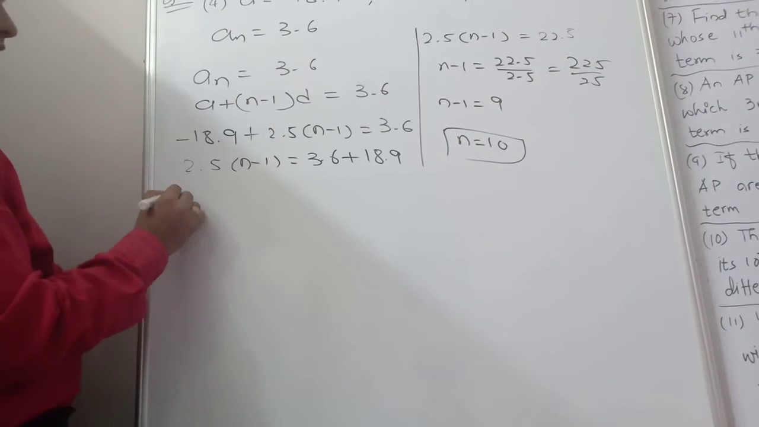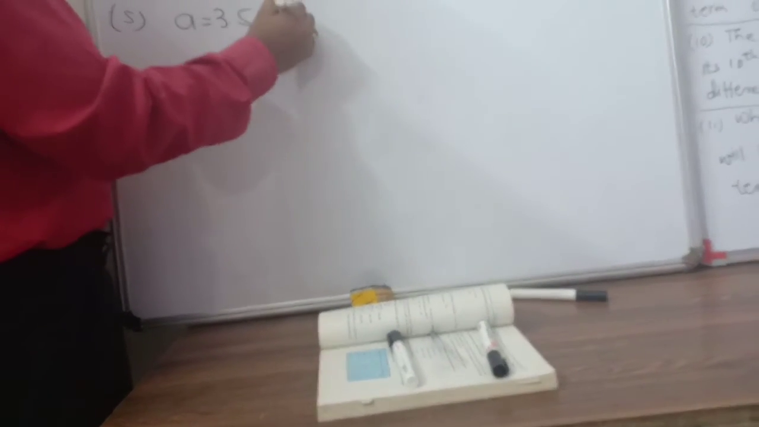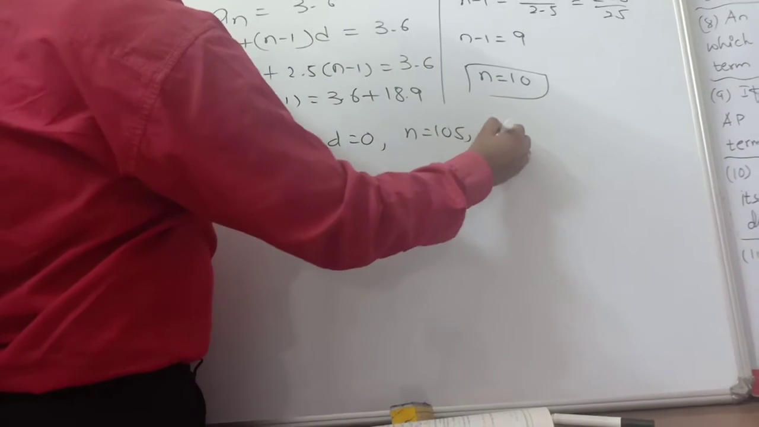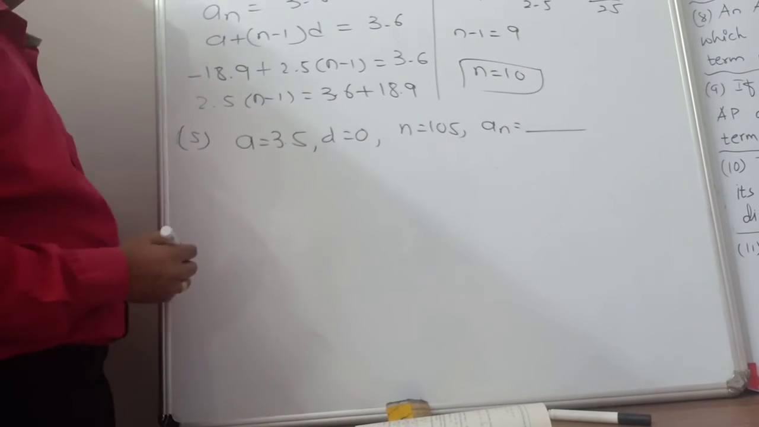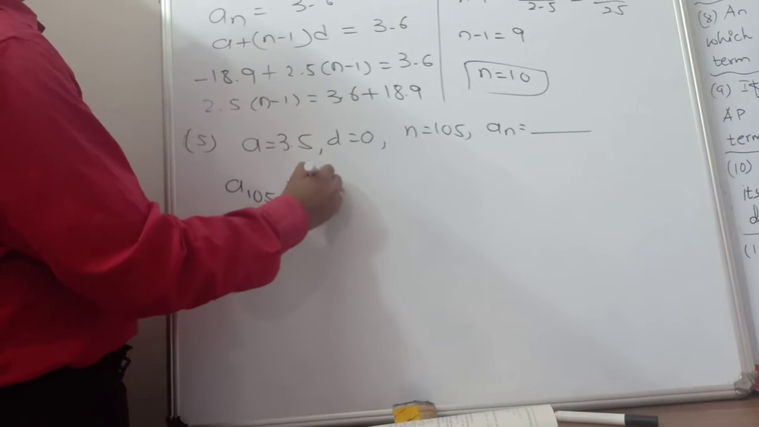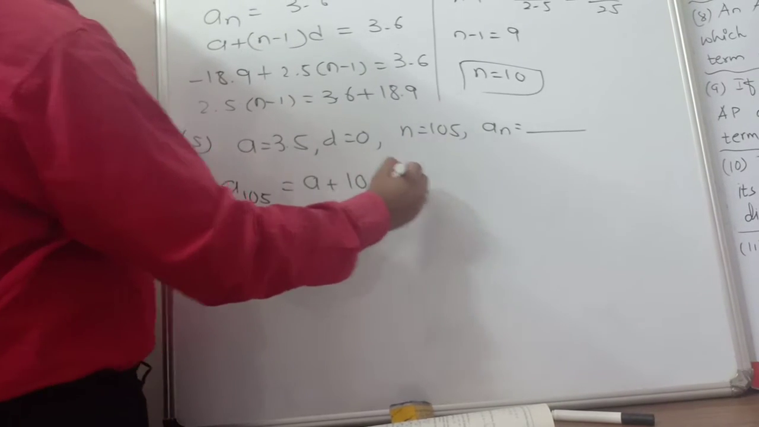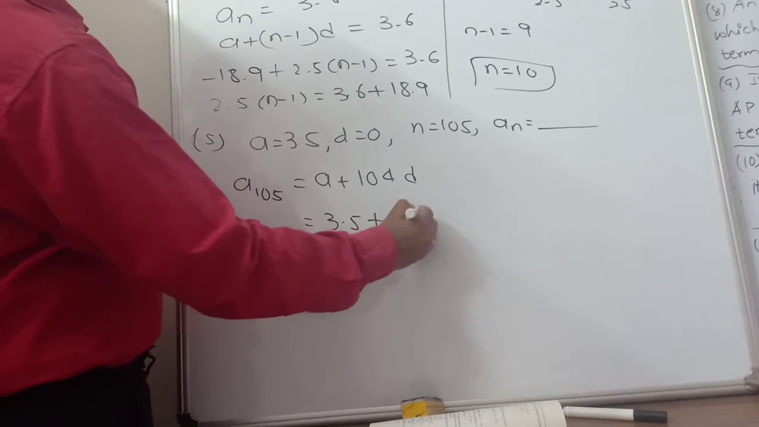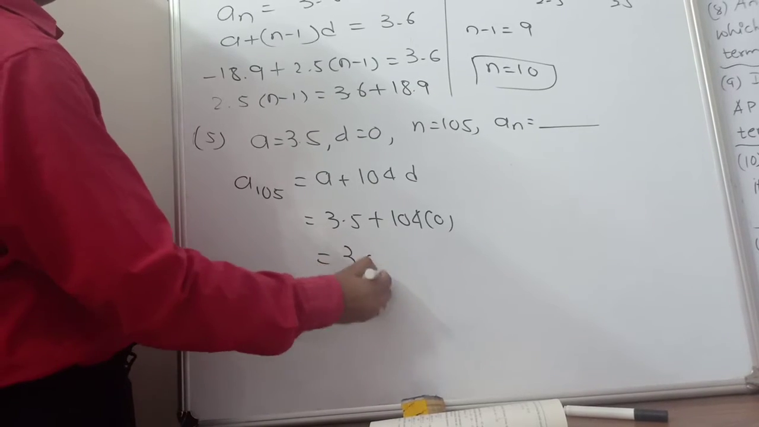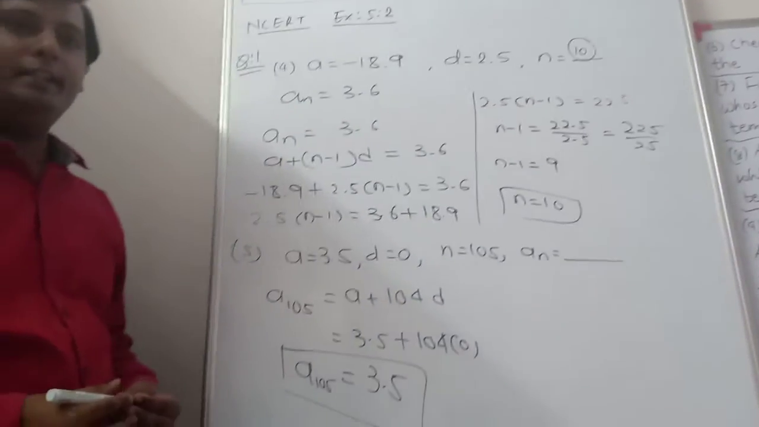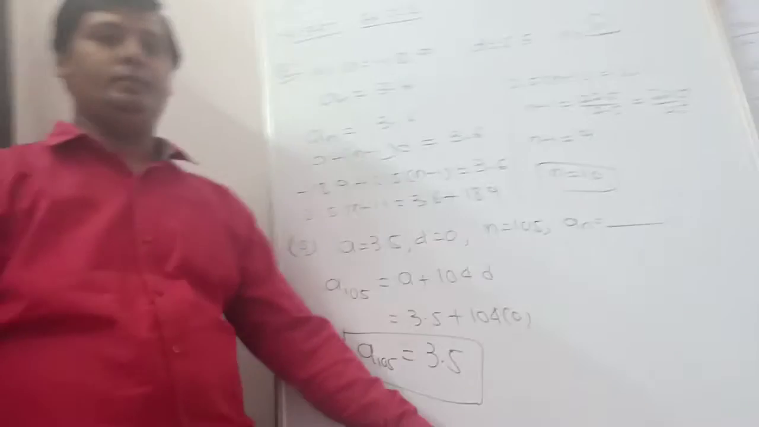Now fifth one. Understand? Okay, now a is equal to 3.5, common difference 0, and n is equal to 105, and we want to find a105. So a105 is equal to a plus 104d. Clear? Simple. So a is equal to 3.5 plus 104 into d, but d is 0. So a105 is equal to 3.5. Clear? Understand? Okay, so question 1 is complete.